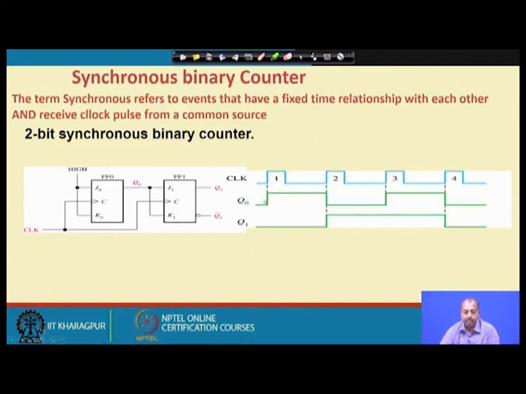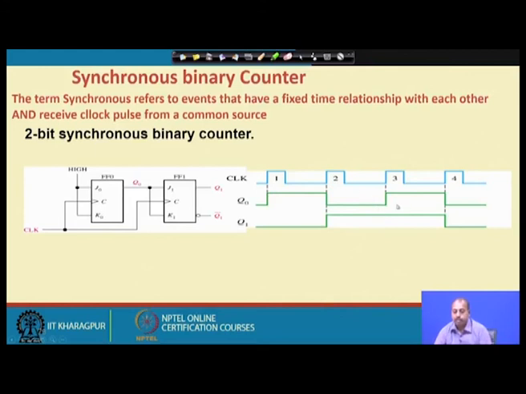If you look into the timing diagram, you see that the first flip flop Q0 toggles at the rising edge of every clock, because J and K are tied high. On the other hand, the second flip flop, flip flop 1, makes a transition whenever Q0 is equal to 1. At this point when the clock signal comes, Q1 does not make a transition, because Q0 was equal to 0 at that time. But at this point Q0 was equal to 1, so Q1 makes a transition and becomes 1.